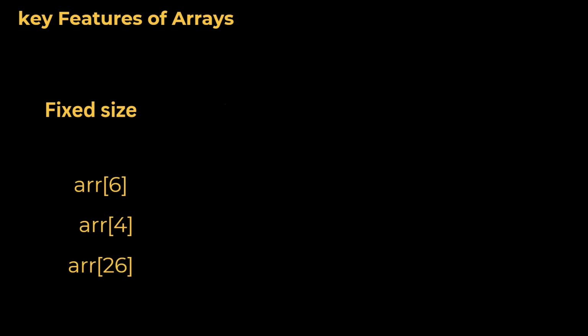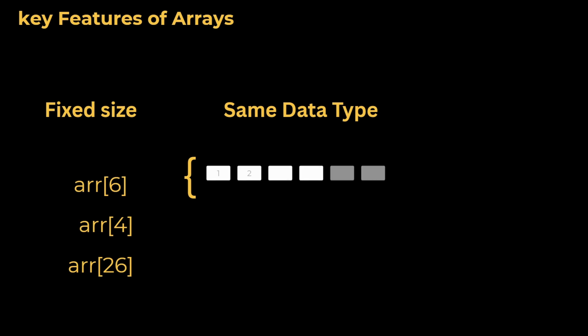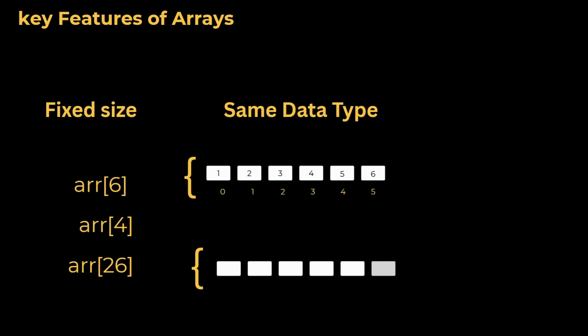And the next thing is key features of an array. Fixed size: for arrays, we initialize the size of the array at the previous stage, while we are declaring the array, and also same data types. If it's an integer type, all the data is integers only. And if it is string type, all the data in the array is strings.